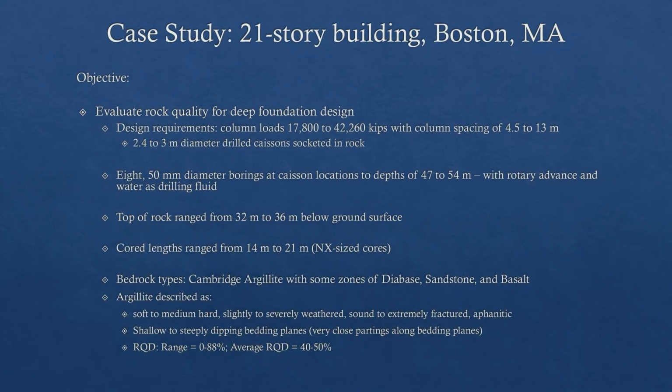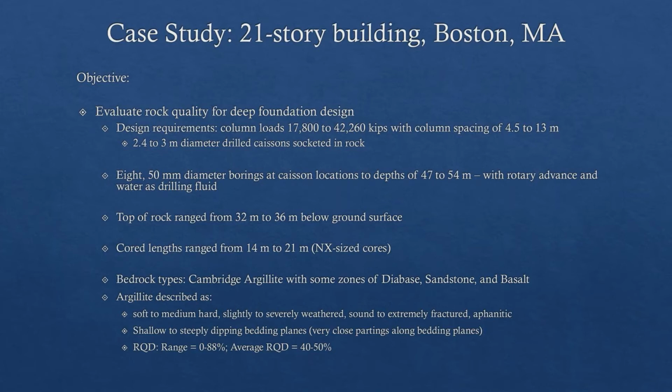So here's a case study. I think I have less than 10 minutes now. This was used for a 21-story building in Boston, and the project required us to evaluate the rock quality. The design requirements were fairly heavy column loads with a spacing of 4.5 to 13 meters, and we needed a 2.4 to 3 meter diameter drilled shaft, a drilled caisson socketed in rock.